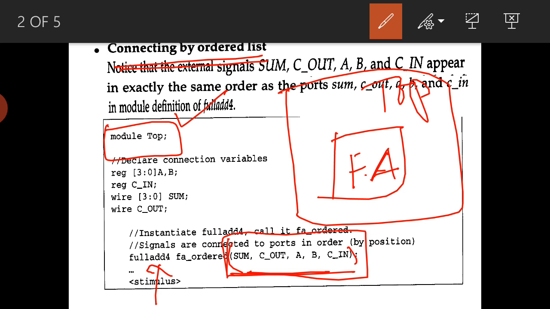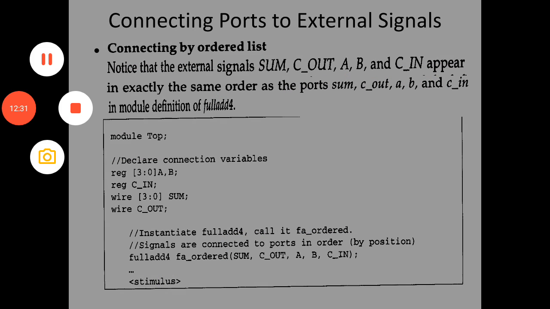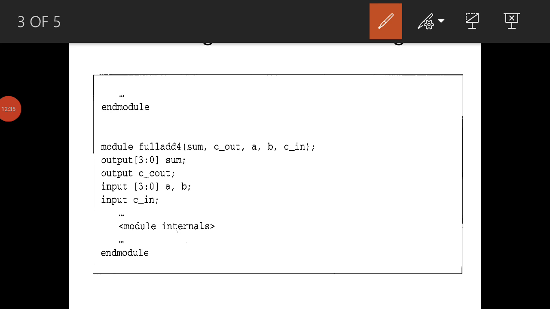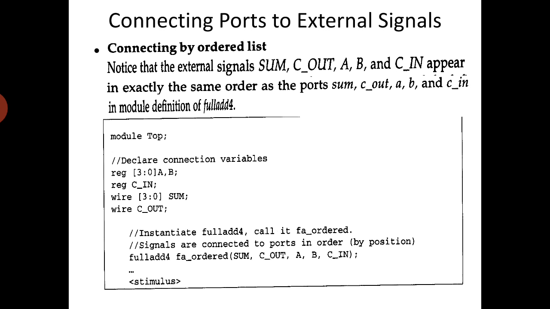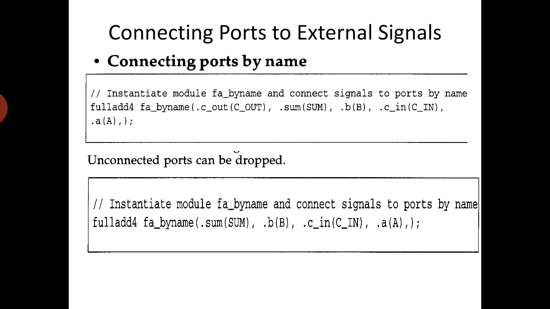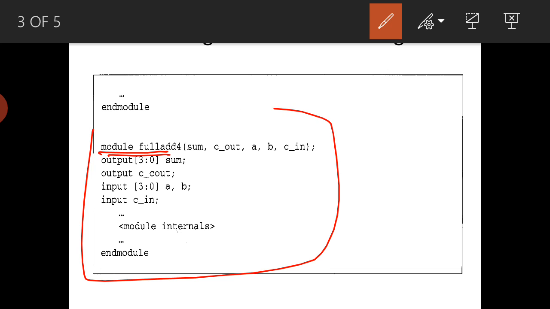So that is what we are declaring. In the top module we are instantiating the full adder. The full adder signals are in the same order as I have declared inside the code. So this method we call connecting by ordered list. This is the main module, and in the main module I am instantiating the full adder module. Here this is the full adder code, the source code.